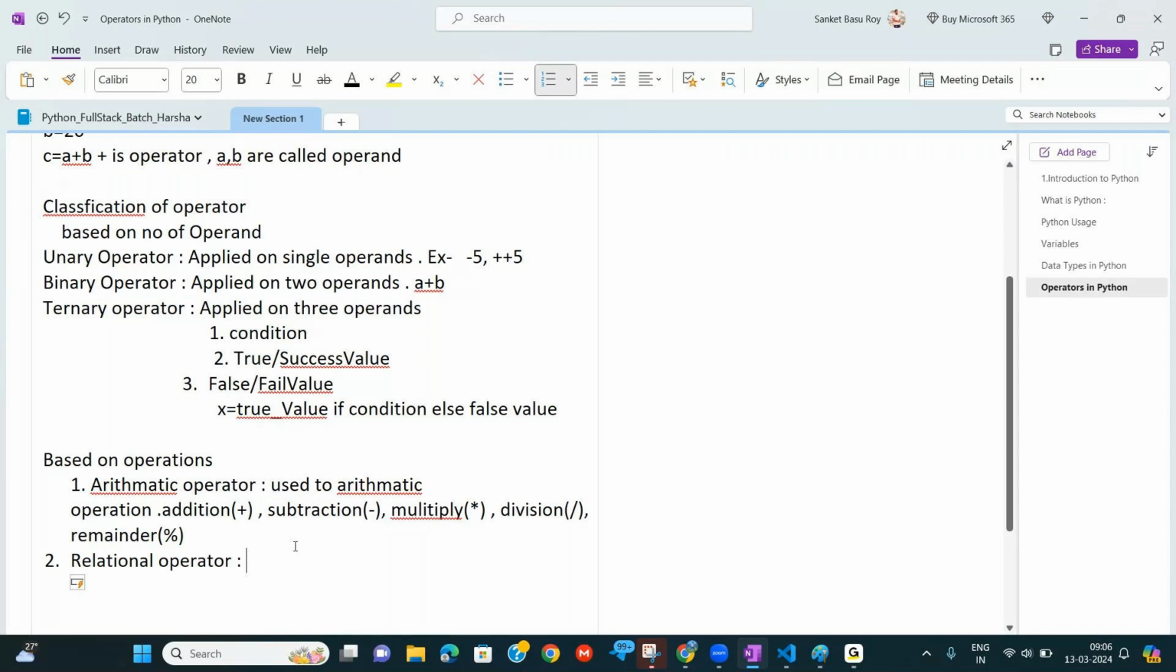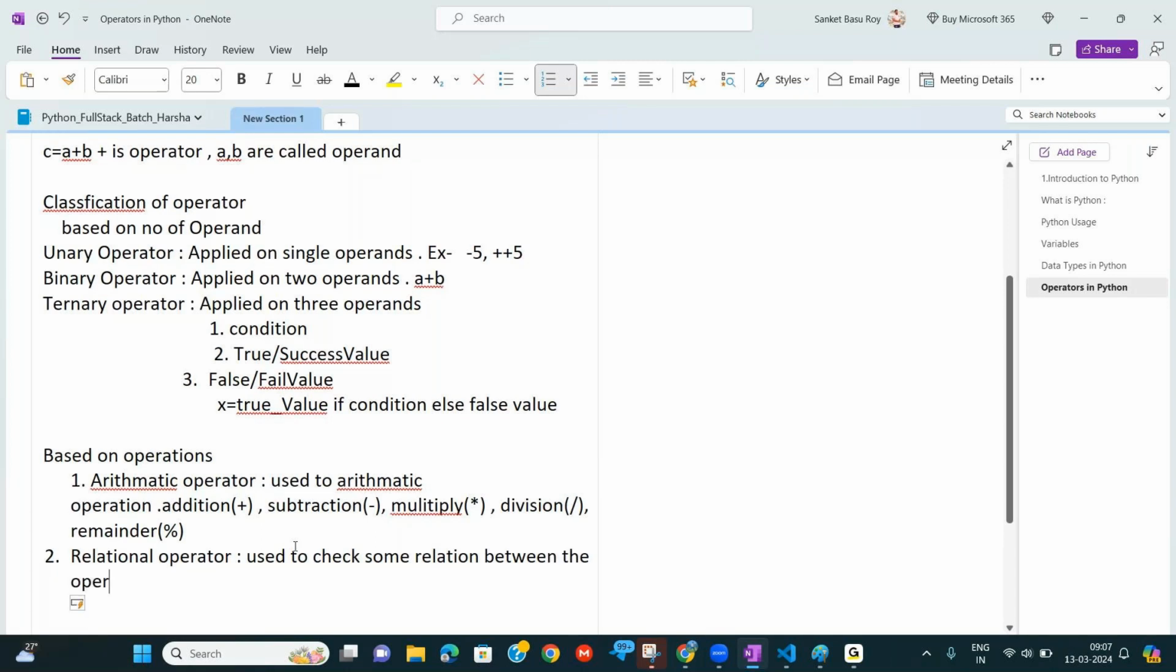Like whether a value is greater than, or greater than or equal to, another value. If I need to check this kind of relation between two or more operands, then I need to use the relational operator. So it is used to check some relation between the operands.